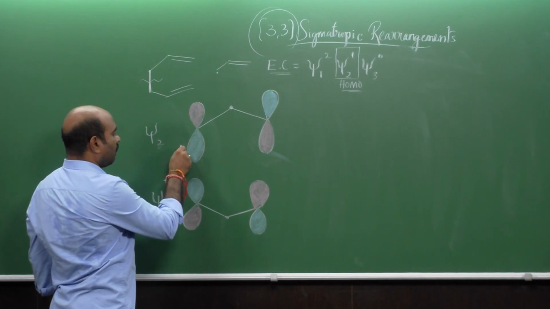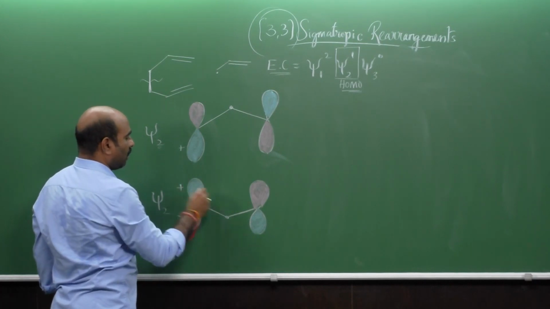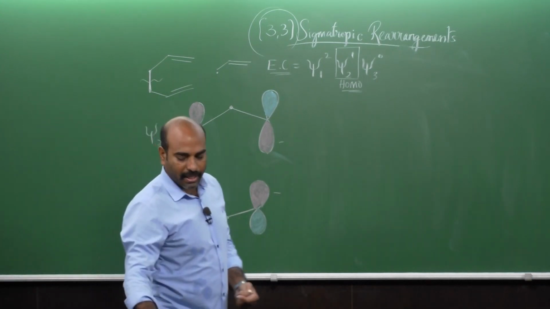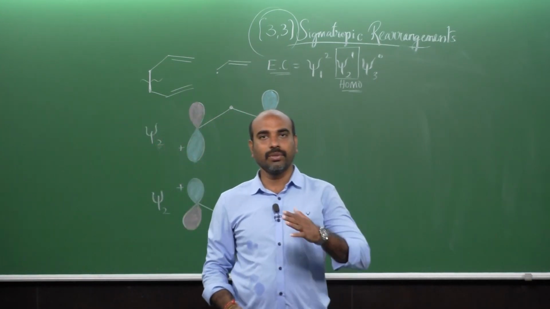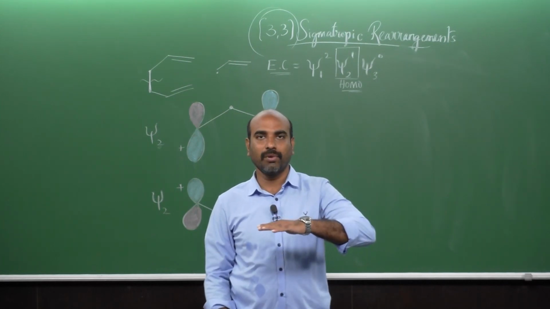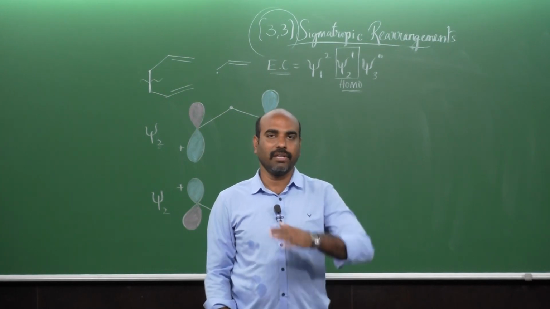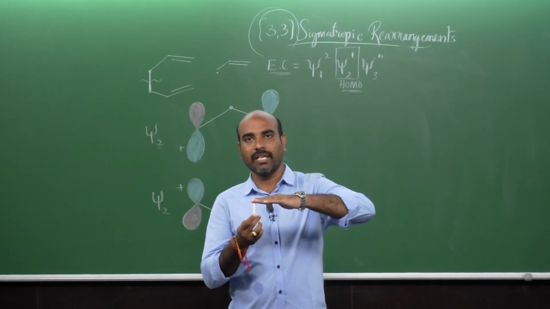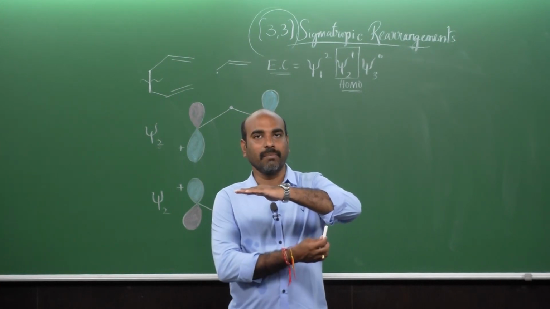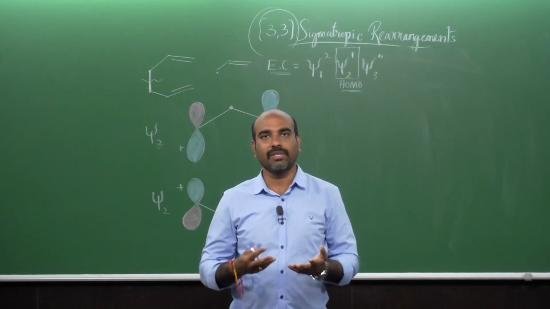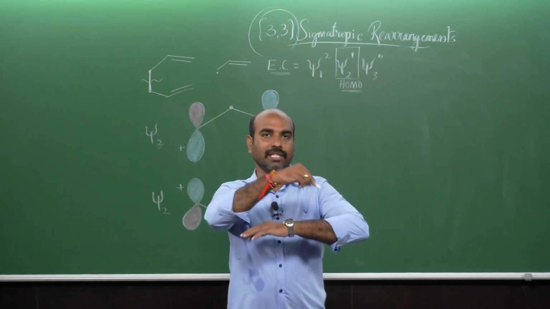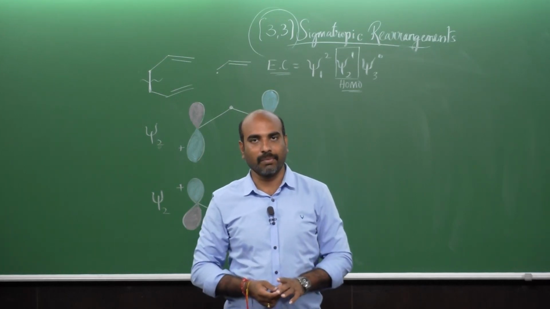So the blue color represents the positive wave function and this represents the negative wave function. Sigmatropic rearrangements need to see two types of approach, two modes of approach. One is the suprafacial mode and the other is the antarafacial mode. If this is the pi system, and the sigma bond is breaking at this lower face and then making the bond at the lower face itself, we treat it as suprafacial mode of shifting. If it has to cross the pi system, then we treat it as the antarafacial mode of shifting.